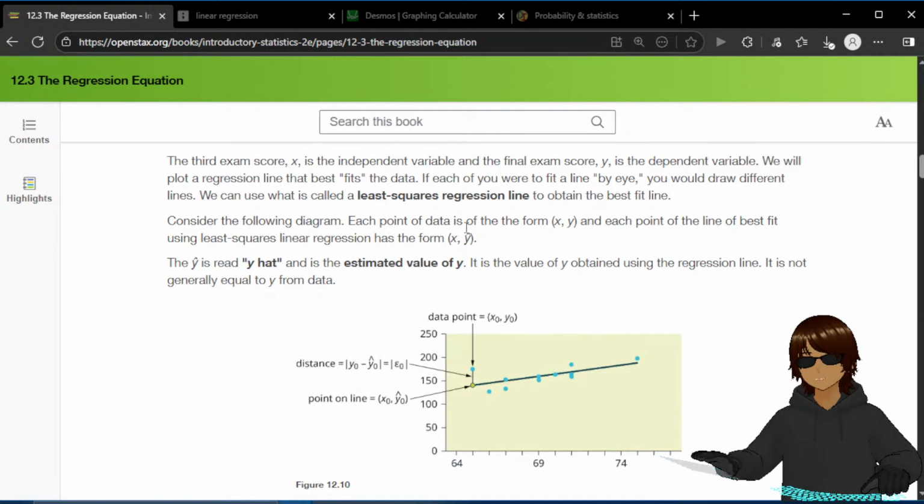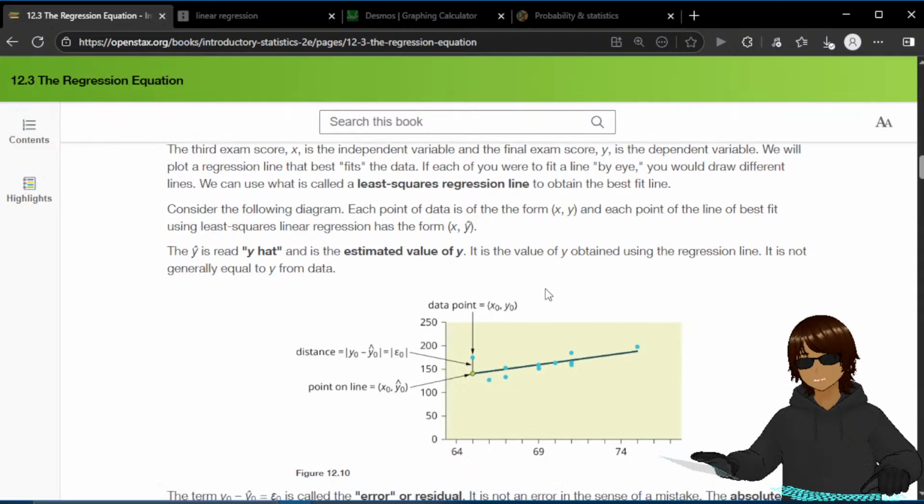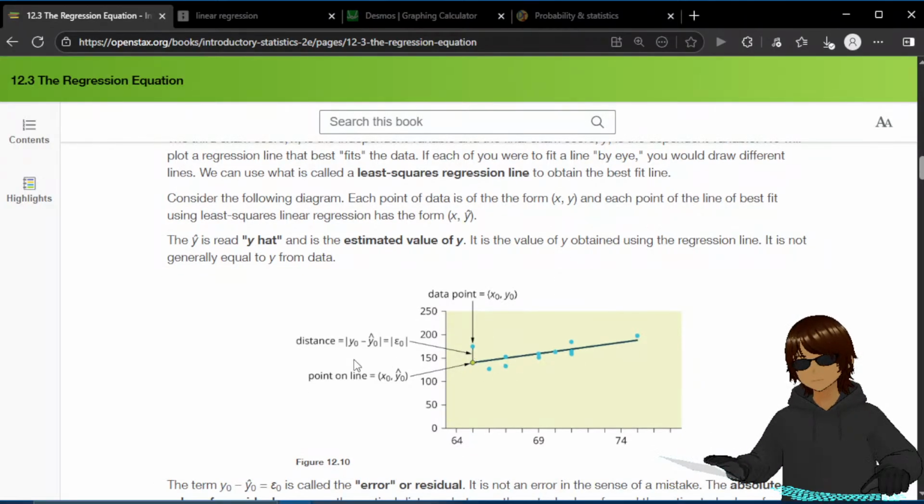Consider the following diagram. Each point of data is of the form (x, y), and each point of the line of best fit using least squares linear regression has the form (x, y hat). Y hat is the predicted point. The y hat is read as y hat and is the estimated value of y. It is the value of y obtained using the regression line. So y naught, then y naught hat, x naught, y naught.